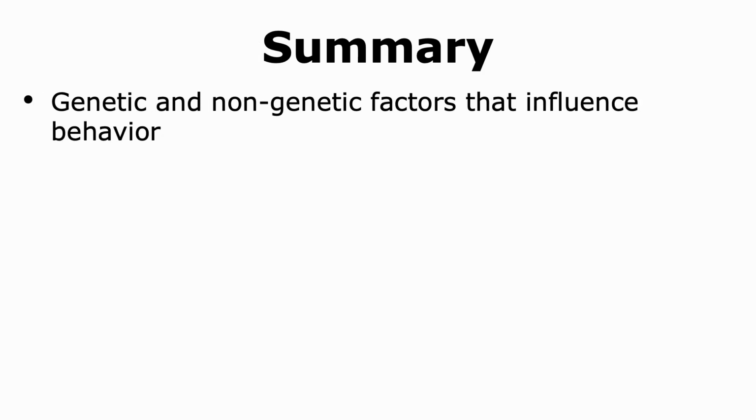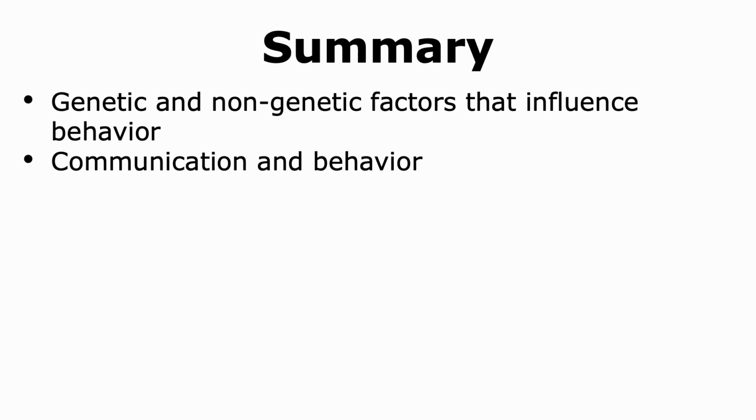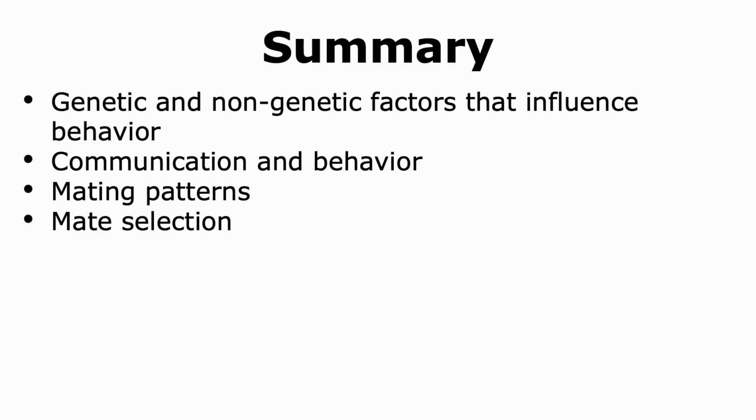With this, we come to the end of our talk where we learned about the genetic and non-genetic factors that can influence animal behavior, and the role of communication in influencing behavior. We also learned about different mating patterns exhibited by animals, as well as mate selection preferences. And finally, we learned about parental caring behaviors observed in different animals.